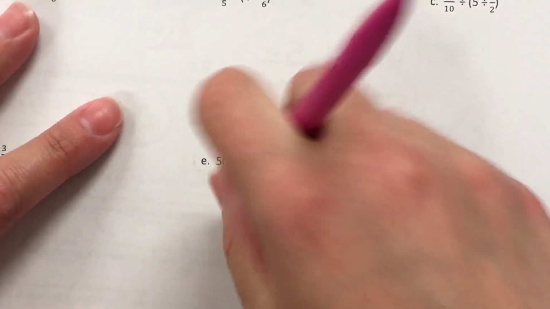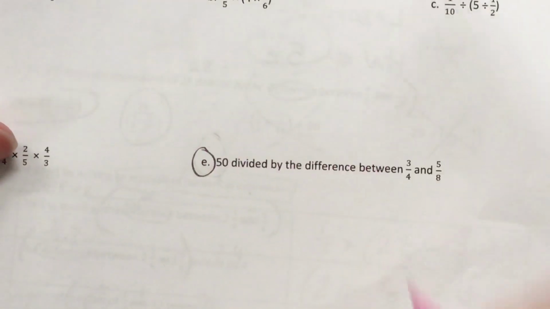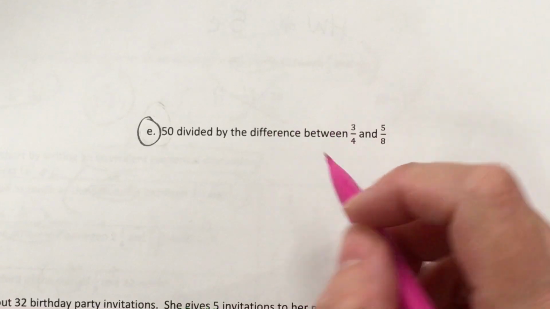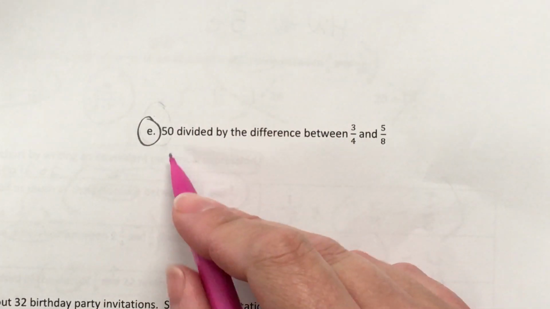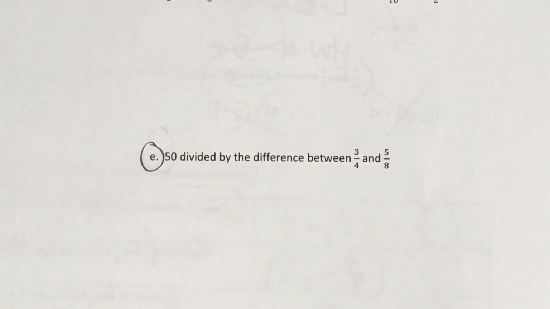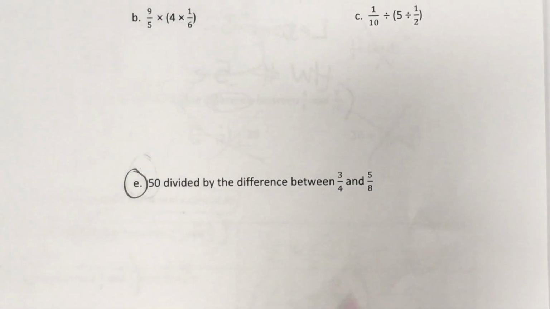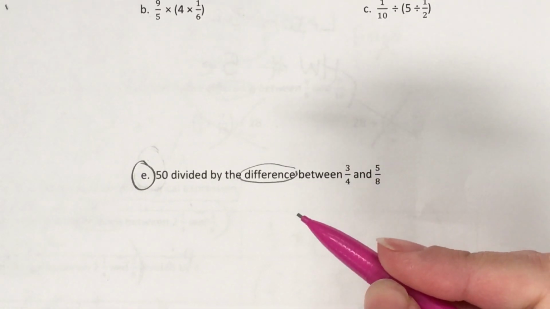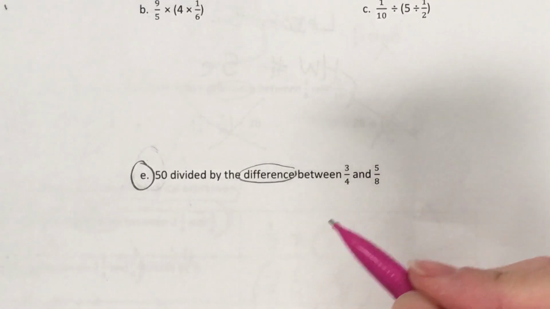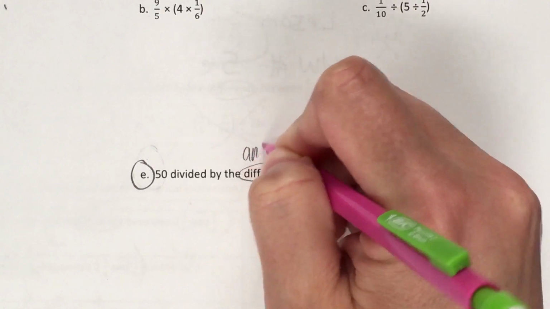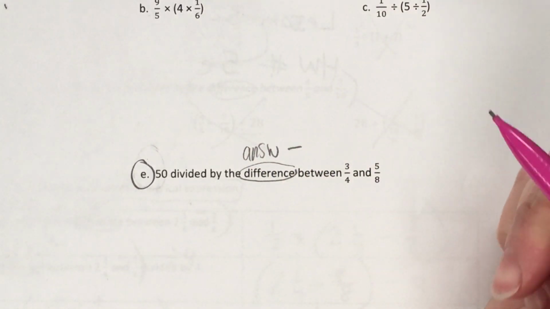So the problem says, 50 divided by the difference between 3/4 and 5/8. We talked about a strategy that we could use to show this as a numerical expression, which is to find the answer word in the problem. Here I see difference as my answer word. Above that answer word, we're going to draw the operation that it represents. And for difference, that's the answer to a subtraction problem.